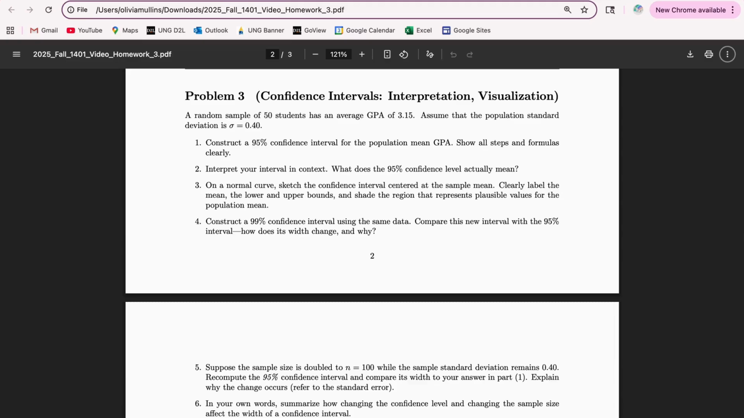Question 2 says, interpret your interval in context. What does the 95% confidence level actually mean? Based off the last question, we know now that we're 95% confident that the average GPA for the entire population falls between 3.04 and 3.26. In other words, this method captures the true mean about 95% of the time.